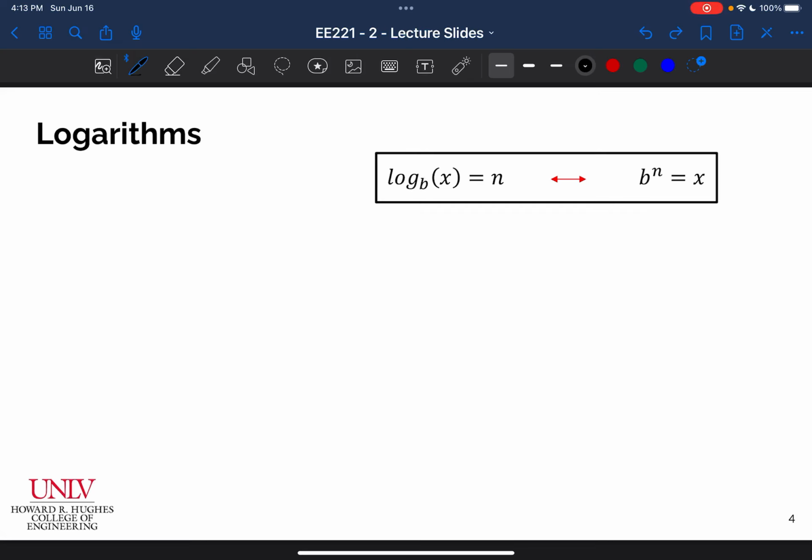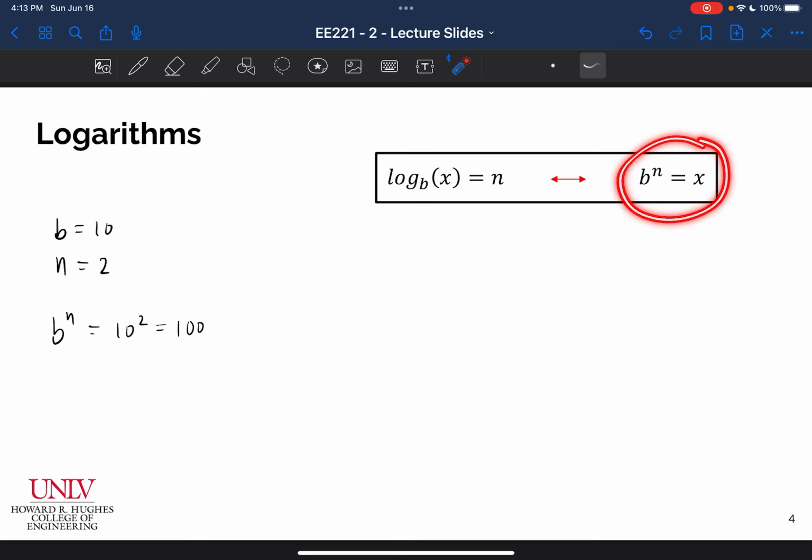All right, so as promised, let's do a little bit of a review on logarithms. Logarithms are the inverse function of exponential functions. So let's say I have some base, b is my base number, say 10, and my exponent n is equal to 2. I can take b to the power n, which is 10 to the power 2, and I get 100, right? And so in the case of this formula here, x would be 100.